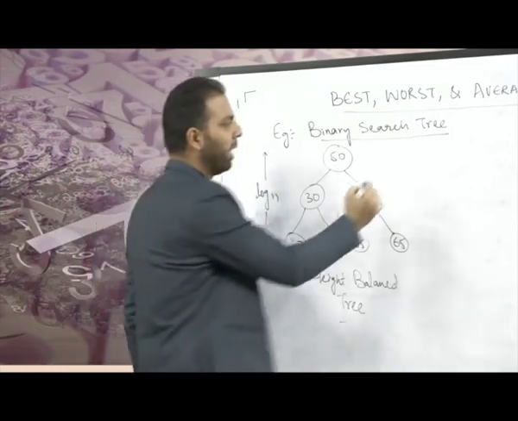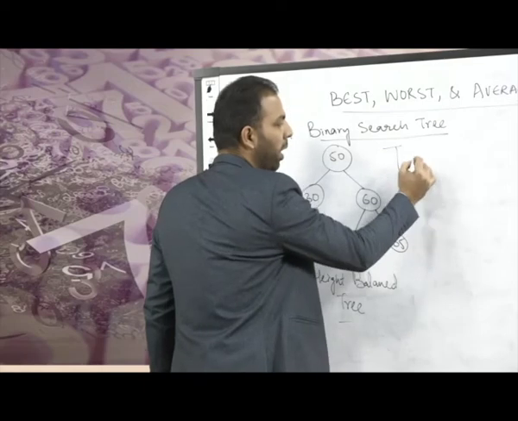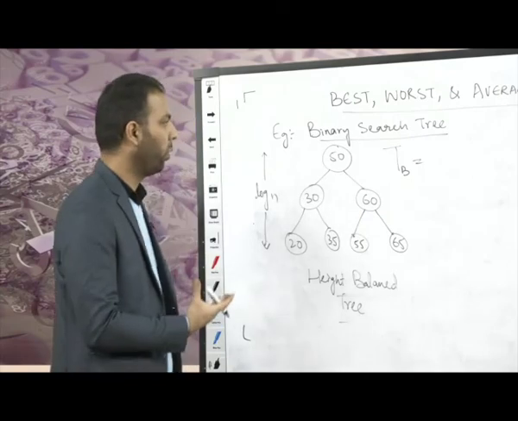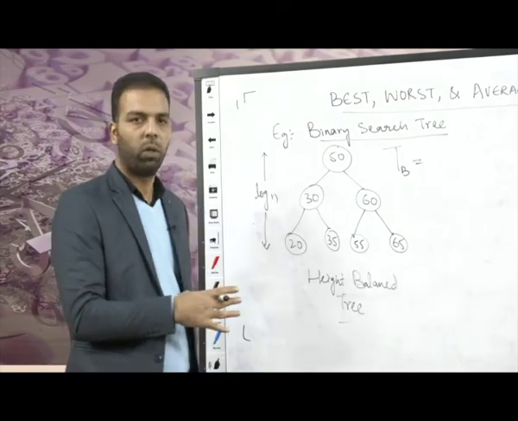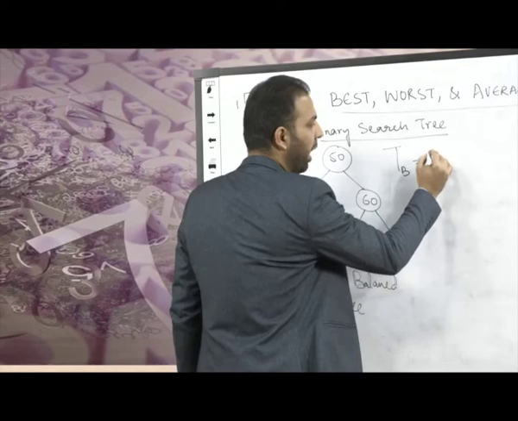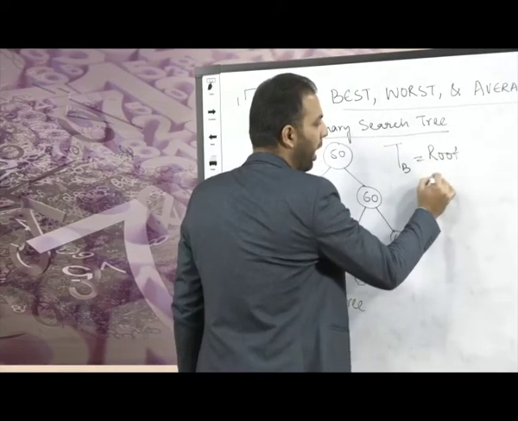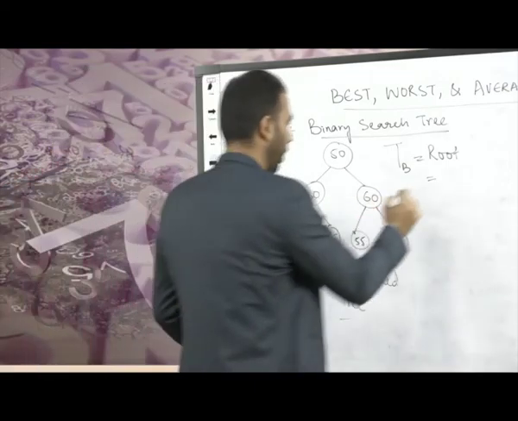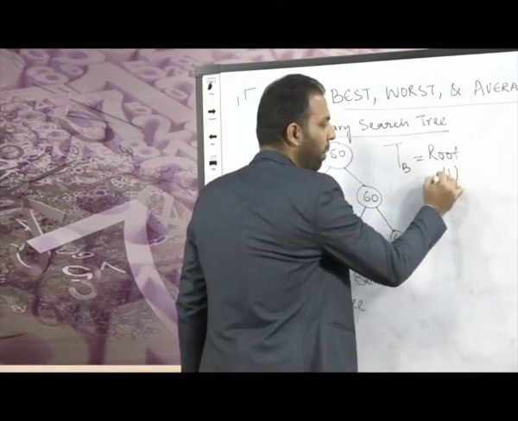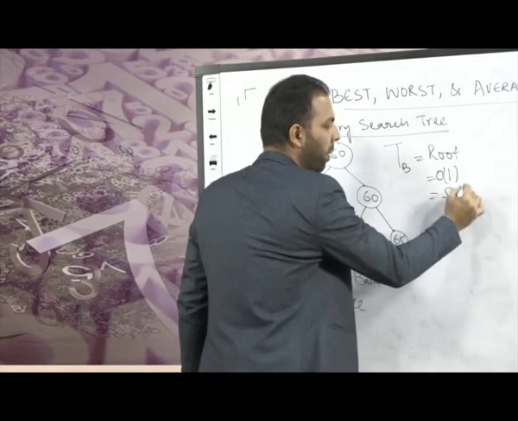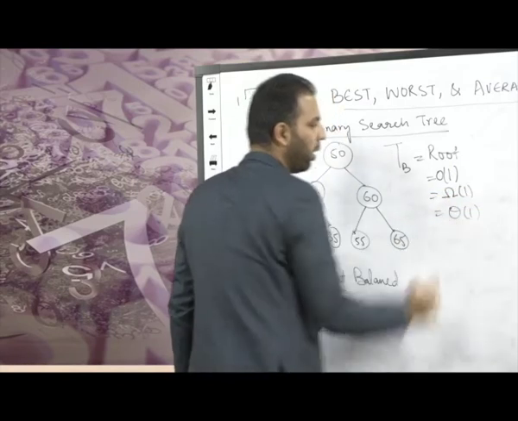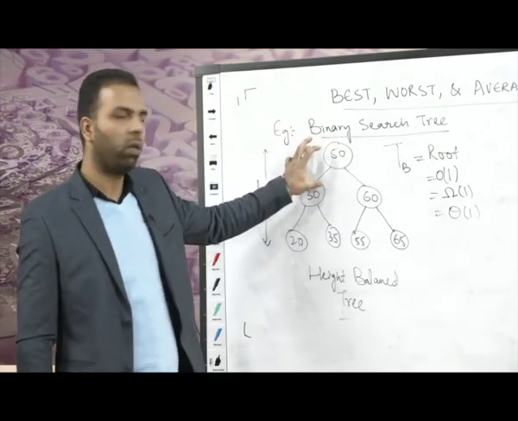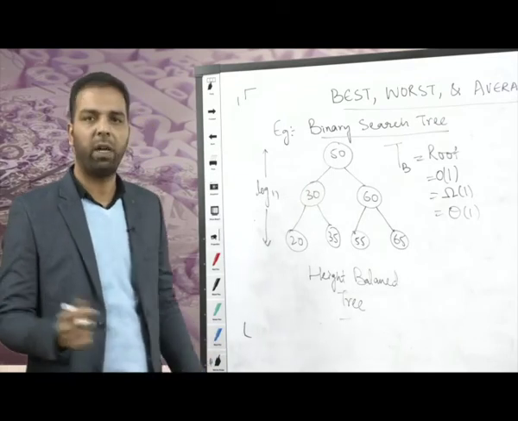So what can be the best case here? The best case scenario will be the element, the key element that you are searching for in your binary search tree, will be present at the root. Okay. So the best case is that it will be present at the root, and what will be the time complexity for it? It will be order 1. So you can write it as big O1, you can write it as omega 1, or you can write it as theta 1. So if we're talking about best case, it will be present at the root, and it will be a constant time, that is 1.